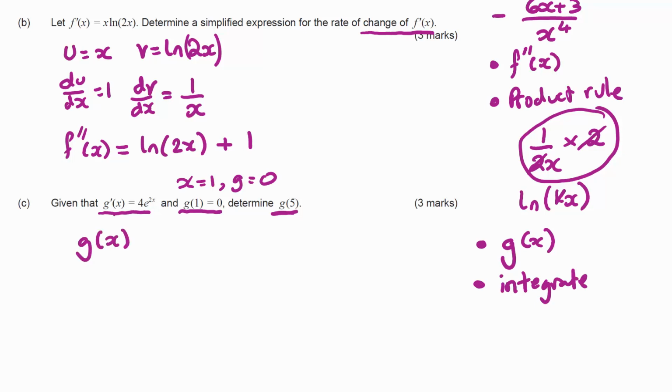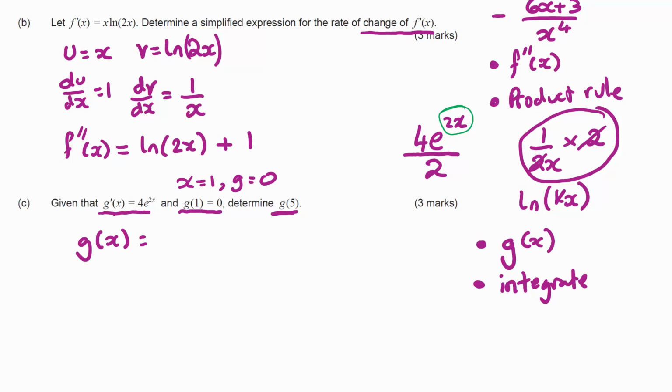Now, integrating an exponential is straightforward. So what we have here is 4e to the 2x. We know that exponentials integrate to themselves, and therefore it will go to 4 times e to the 2x. But we then have the issue of the chain. And in this case, as we're integrating, it's a reverse chain. So we would divide by the differential of the inside function. So we divide by the 2, because when you differentiate 2x, you get 2.